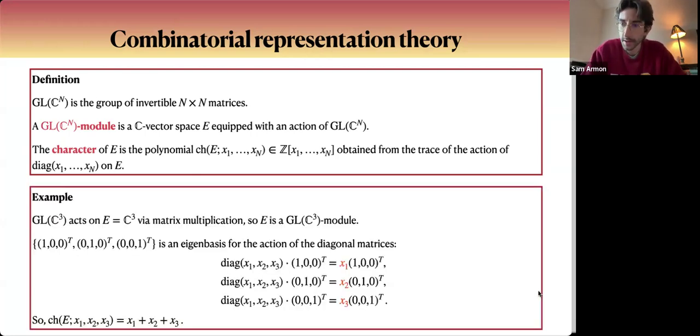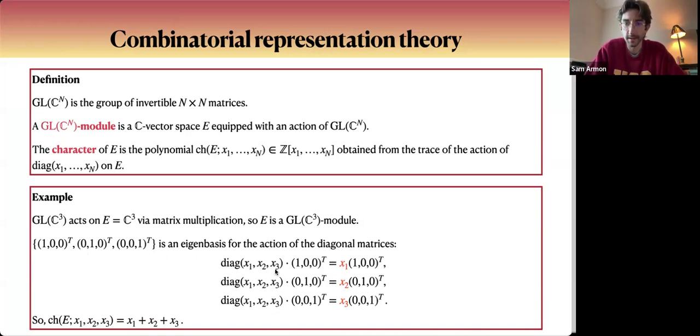Just as a quick example of how we get the character out of a module, one pretty nice straightforward GL3 module is just the three-dimensional complex vector space. GL3 acts on this by matrix multiplication, so that means that C3 is a GL3 module. Under this action, if we look at the action of the diagonal matrices, the set of unit vectors form an eigenbasis for the action of the diagonal matrices.